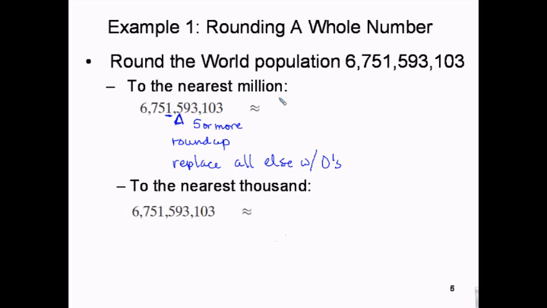So the 1 is going to turn into a 2. So I have 6, 7, 5, 2, and then I'm going to do 1, 2, 3, 4, 5, 6 zeros.